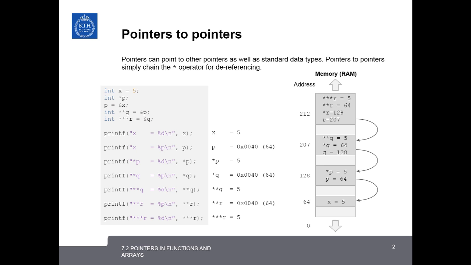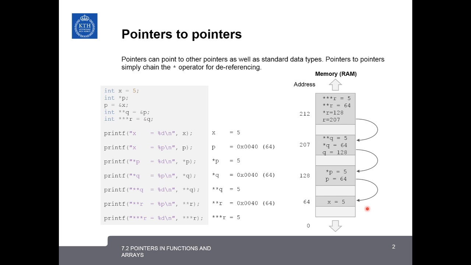So for example, we have an example here where we declare an integer x and we assign it the value of 5. Next we declare a pointer to an integer p and we give p the address of the variable x. Next we declare a pointer to a pointer to an integer q, and we give this the address of the first pointer p. You can continue doing this as many times as you like. Here you have a pointer to a pointer to a pointer to an integer r, and we give it the value of the address of q.